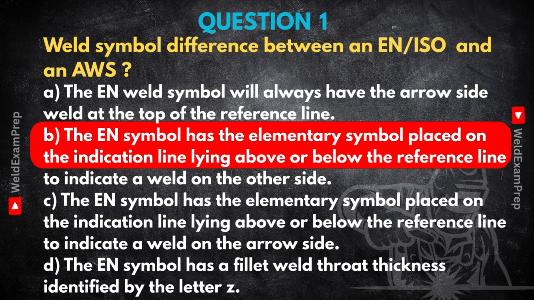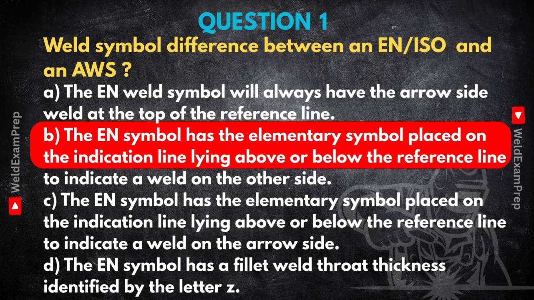AWS puts the symbol directly on the reference line, above for other side, below for arrow side, but without that indication line step. The aha moment for a lot of people is realizing just how critical that placement is. Get it wrong, misread the standard, and you could put the weld in completely the wrong place. Costly rework or worse. That is a really clear way to put it.